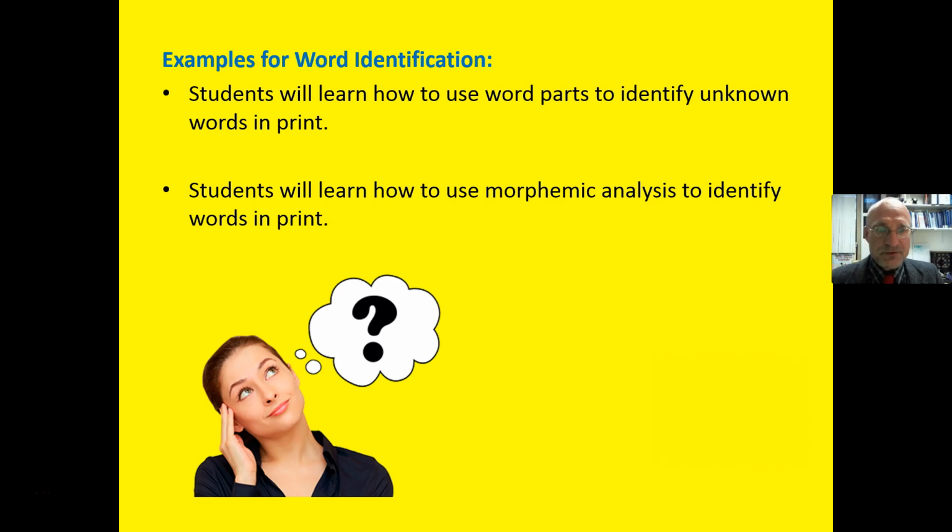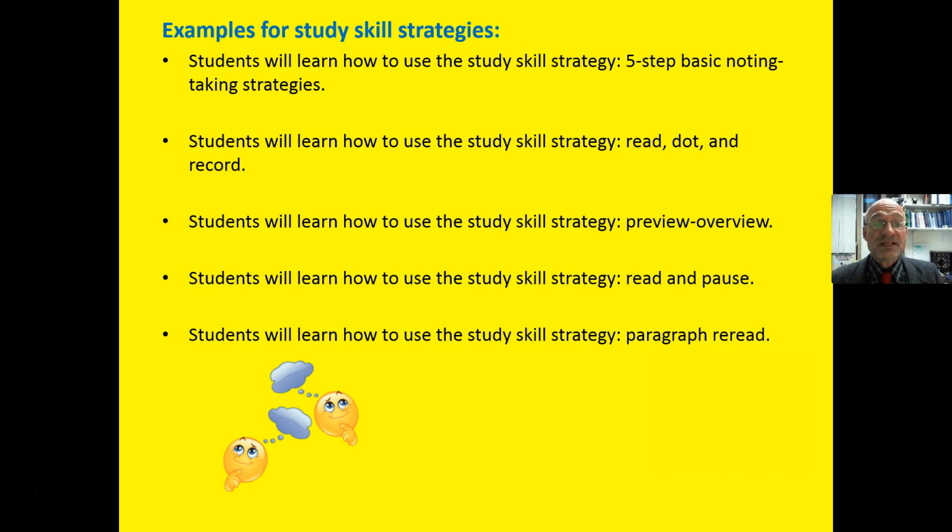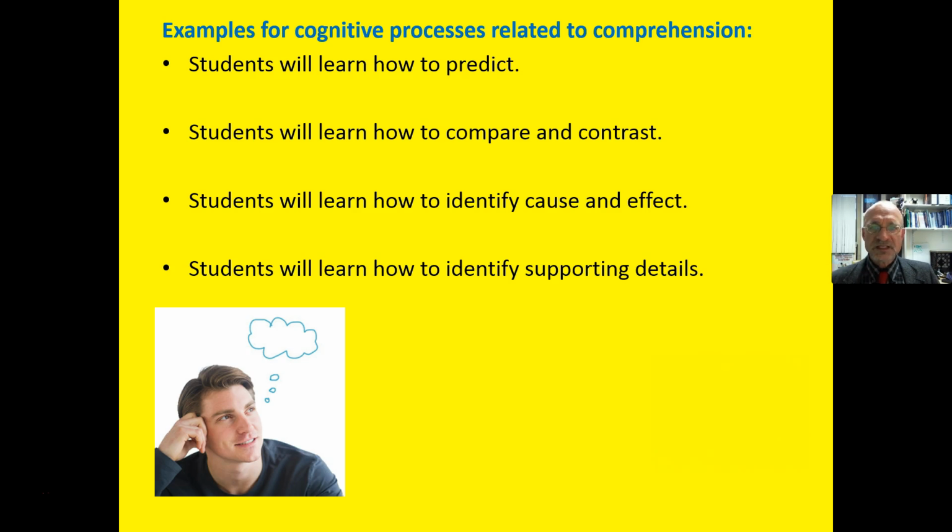Now, some examples for the word identification skills that we are using. You can see them there. Students will learn how to use word parts to identify unknown words in print. That is the purpose statement. That's the purpose of the lesson. You can see some examples for study skill strategies. Students will learn how to use the study skill strategy, read, dot, and record. That's my purpose of the lesson. That's why I'm teaching it. That's what I want students to learn.